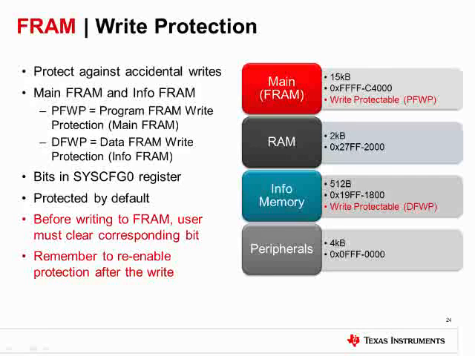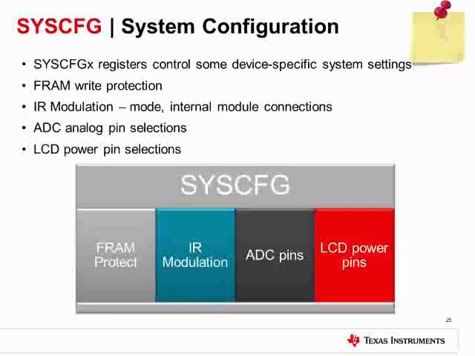On the MSP430FR4x and MSP430FR2x series, this is handled with just a couple of bits in the sys configuration module. There is one bit for protecting the main area of FRAM, and another bit for separately protecting info memory. When the bits are set, the area is protected. The protection is enabled by default at startup, so before trying to write to the FRAM, you must clear this bit, and then you should set it again when you're done to protect against accidental writes.